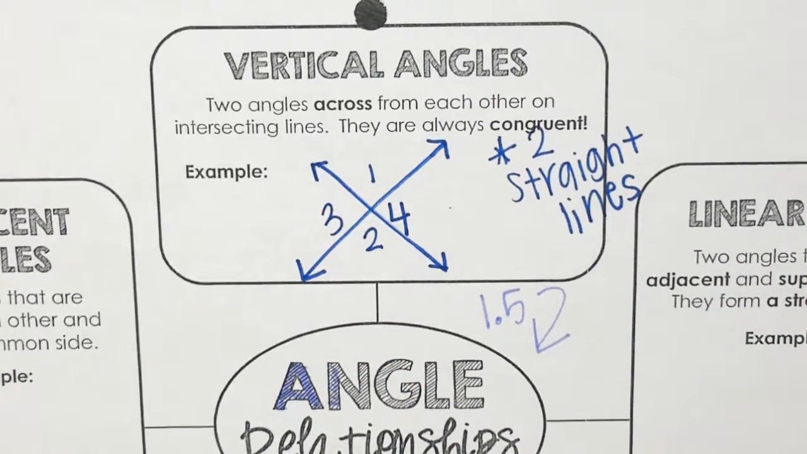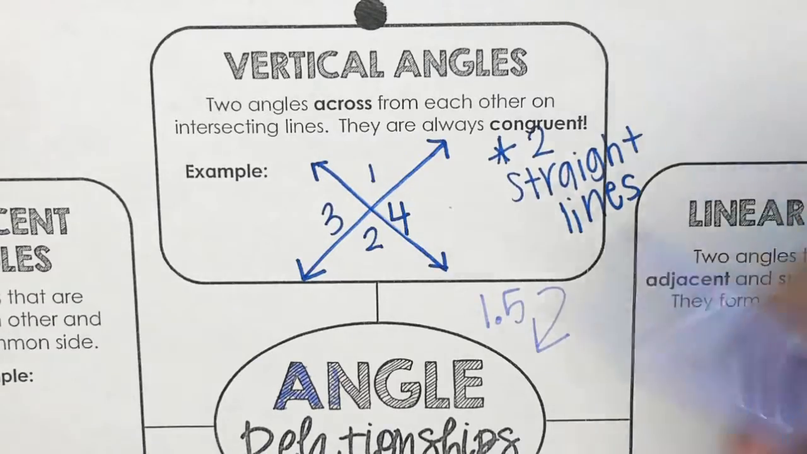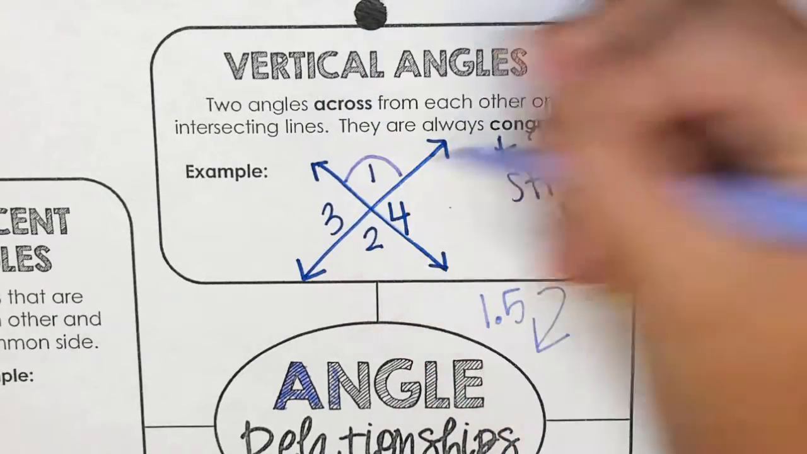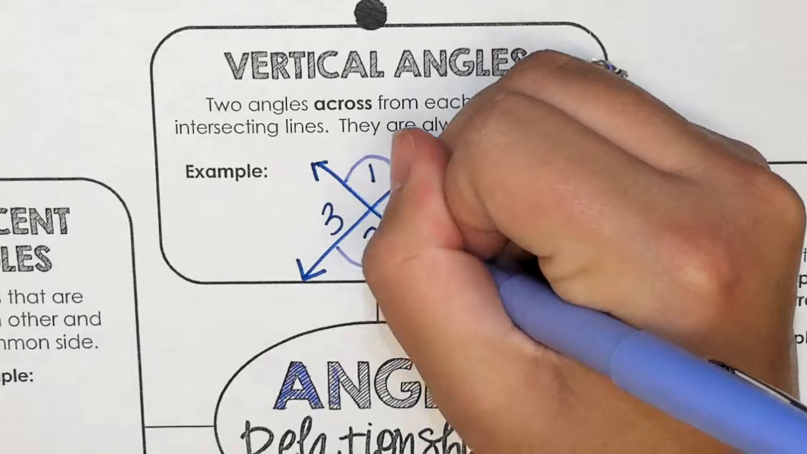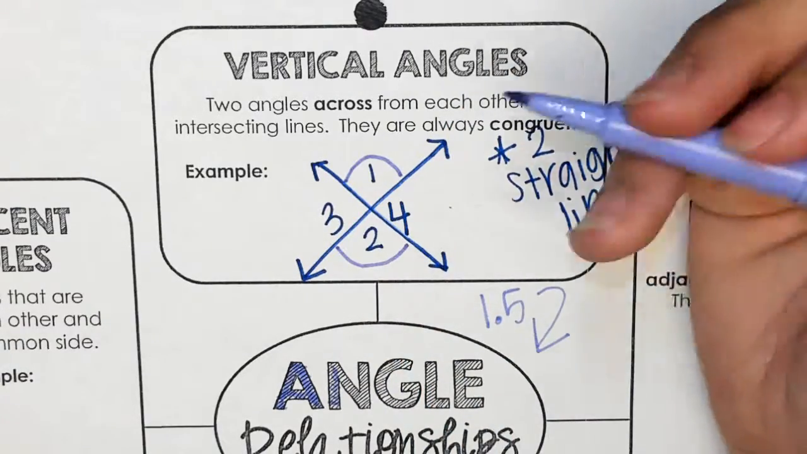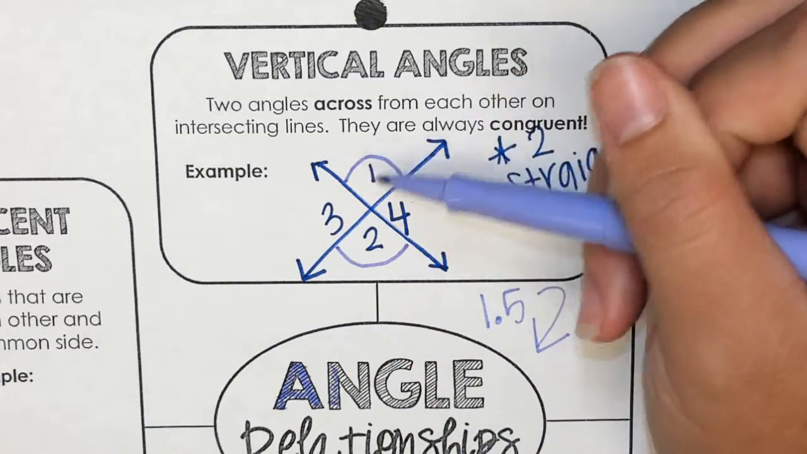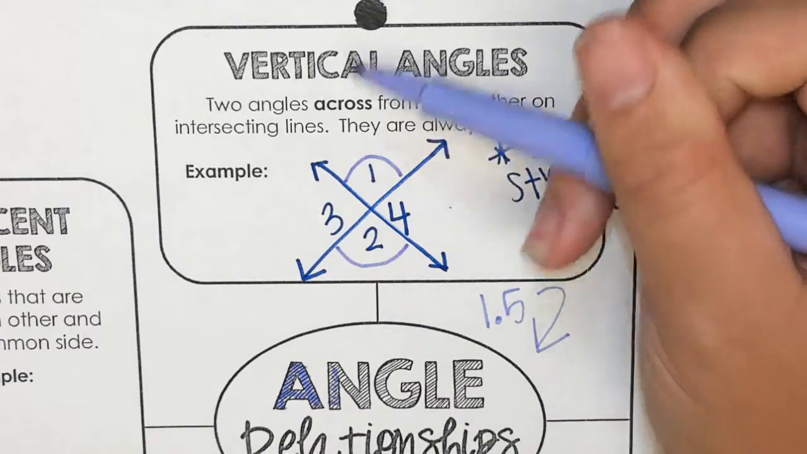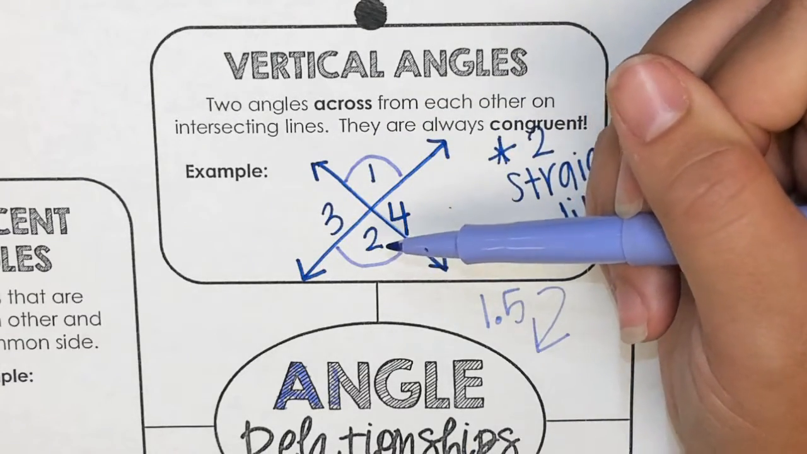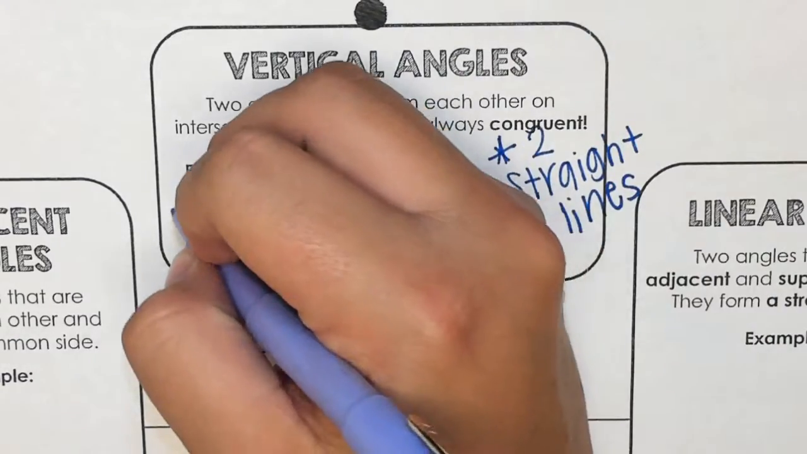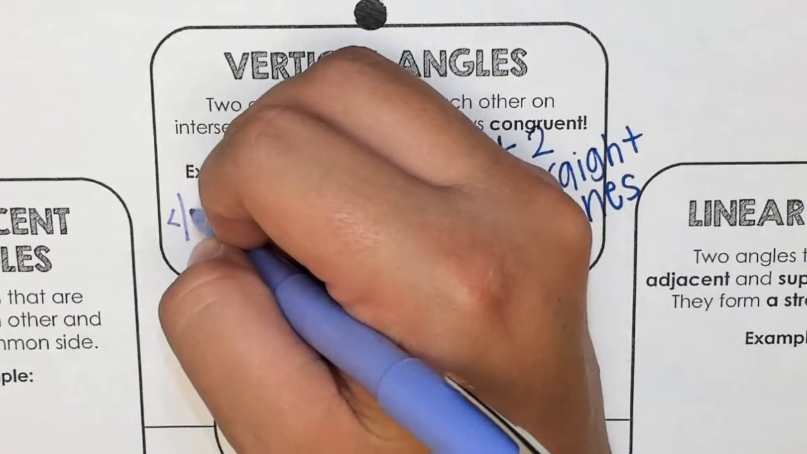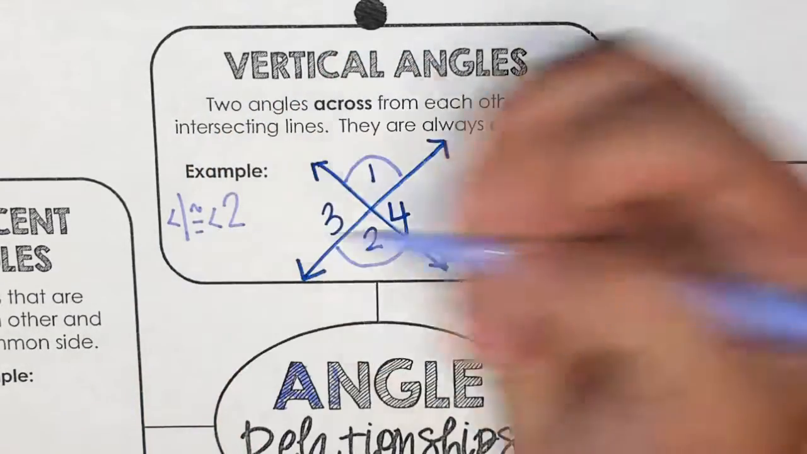Here's why the relationship is special. Whatever angle 1 is, angle 2 is the same thing. So if angle 1 is 78 degrees, guess how many degrees 2 is? 78. So let's write angle 1 is congruent to angle 2.